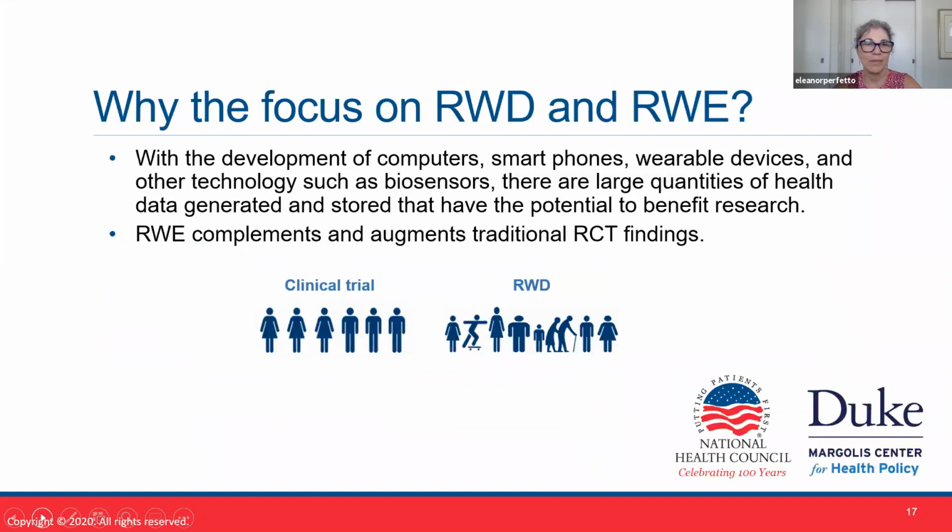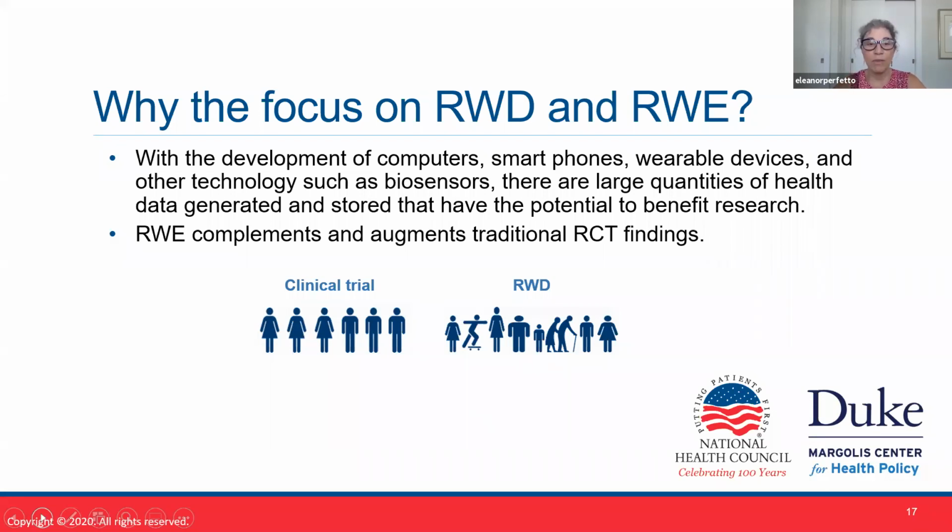Next slide, please. So why would we take the time to focus on real-world data and real-world evidence? Well, there are some things that have been happening in recent years that make this data more available and make the data more useful and usable. With the development of computers, smartphones, wearable devices, and other technologies such as biosensors, there are large quantities of these data that are out there being generated every day in real-world settings. They're stored, and there's a lot of benefit to looking at these data and doing an analysis. And real-world evidence complements and augments the findings that would come from a traditional randomized controlled trial.